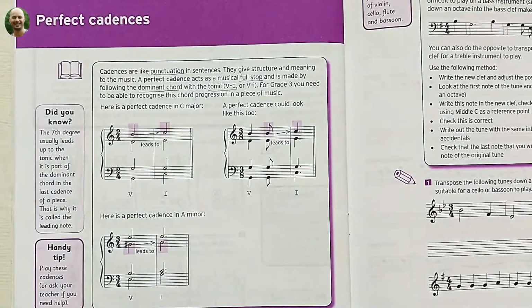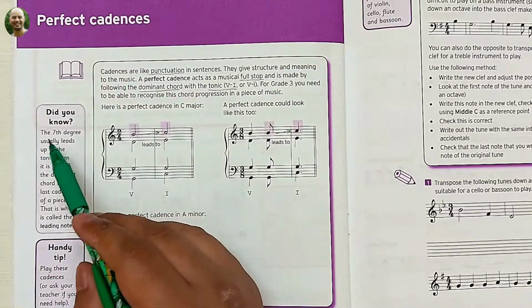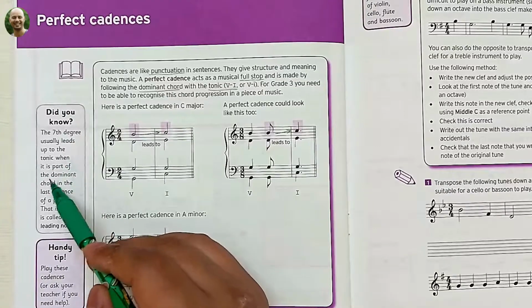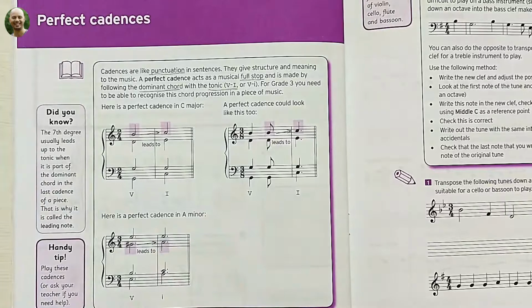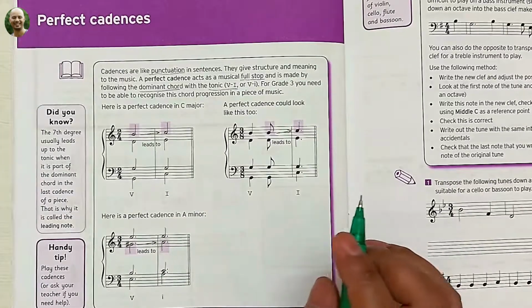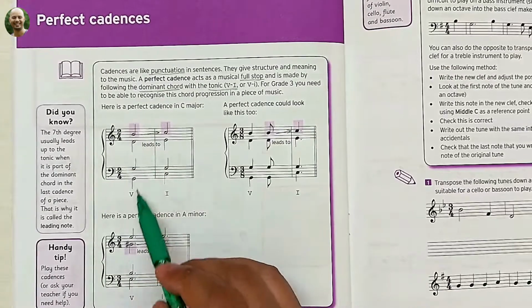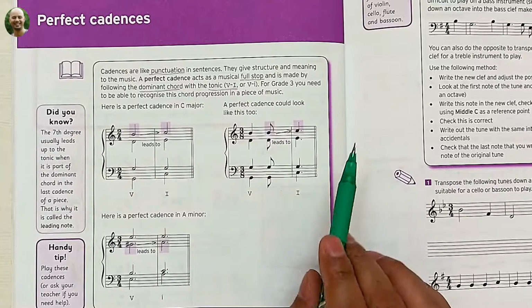So let's do this. Remember, the seventh degree usually leads up to the tonic when it is part of the dominant chord in the last cadence of a piece. It means that whenever you have to check for a perfect cadence, you have to check the chords: the dominant chord finishing with the tonic chord. I'll explain this in the exercise.